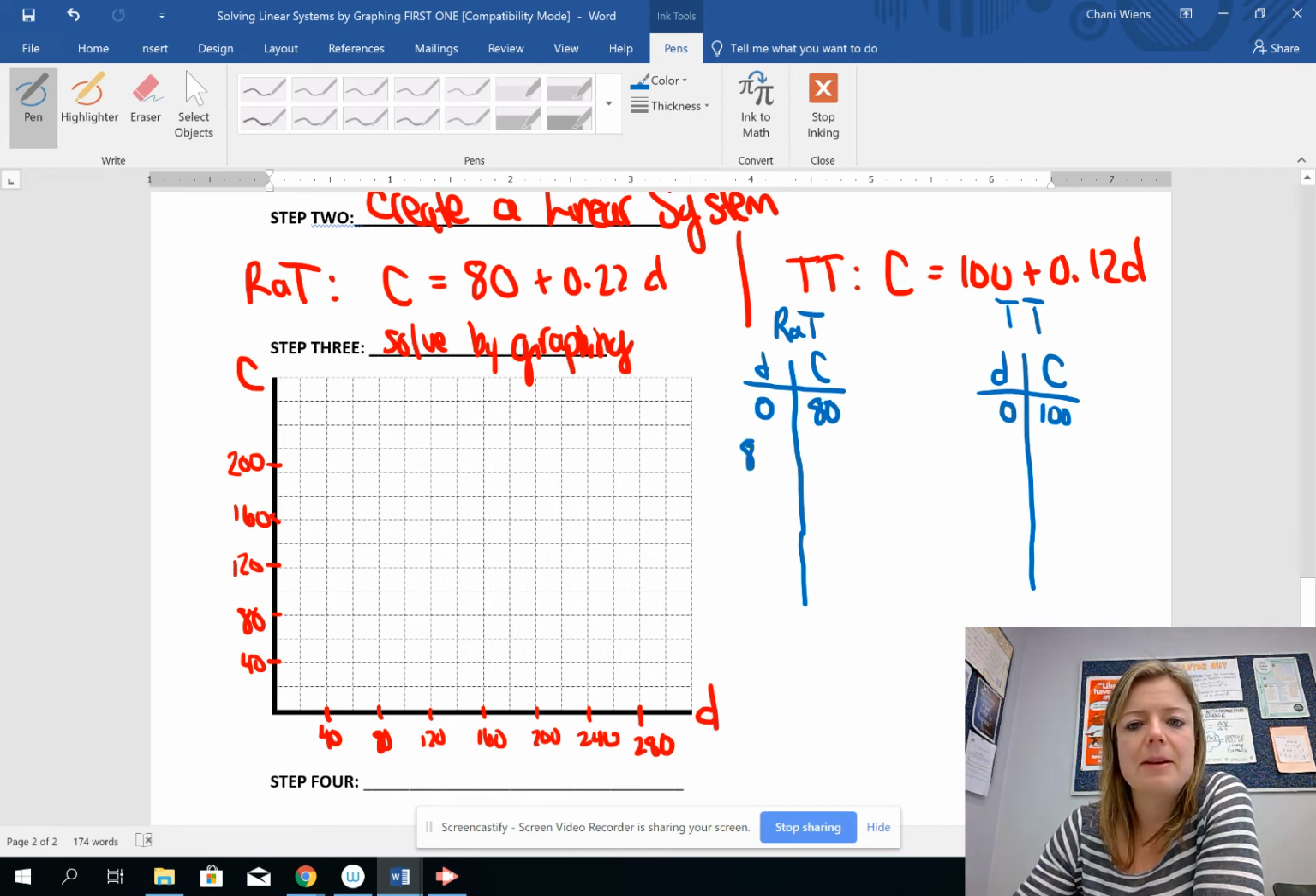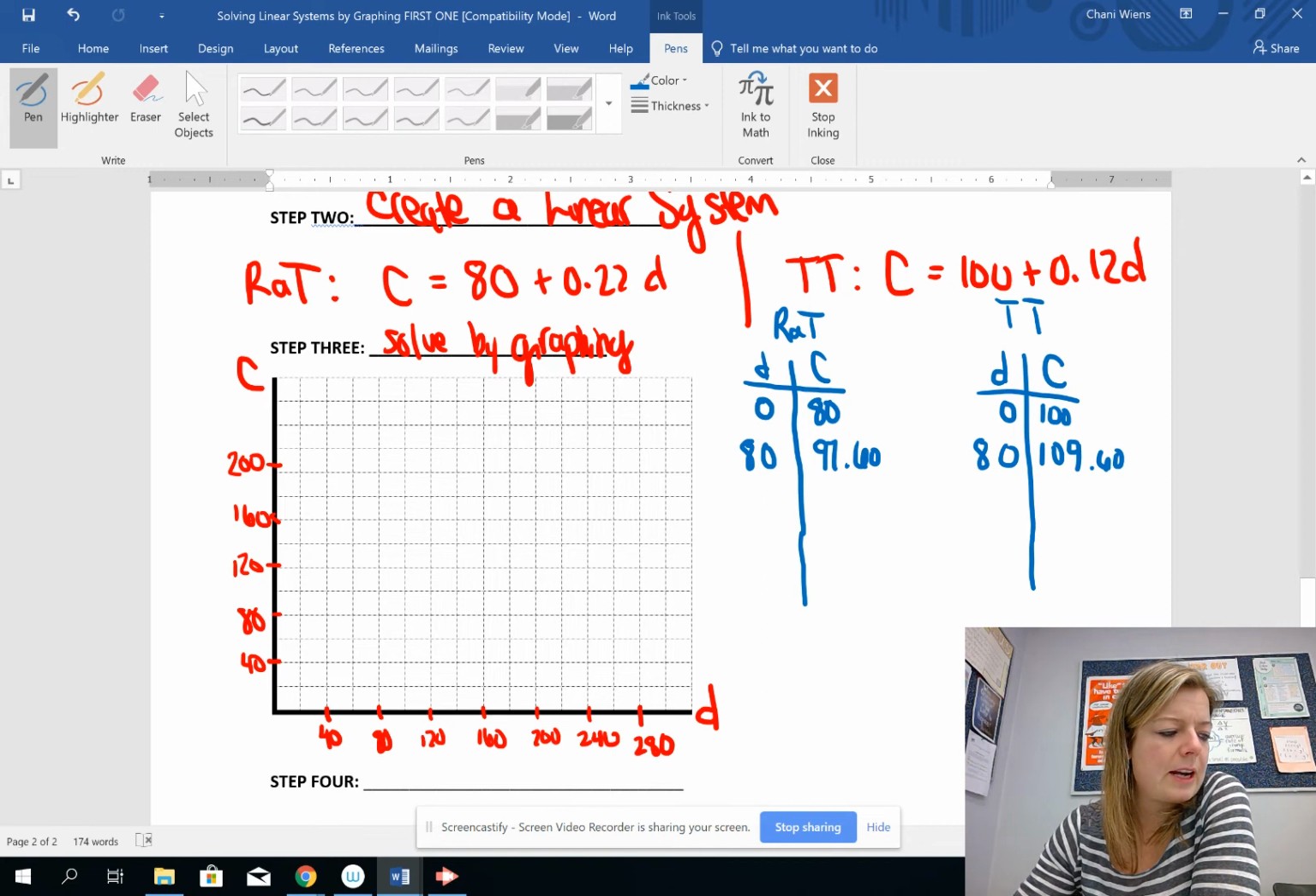So let's just sub in 80 kilometers. You would put it into the equation, 80 plus 0.22 times 80. That gives you $97.60 for Rent-A-Truck, and 80 kilometers for Tony's Trucks gives you $109.60. Notice Rent-A-Truck's still cheaper, but not by as much.